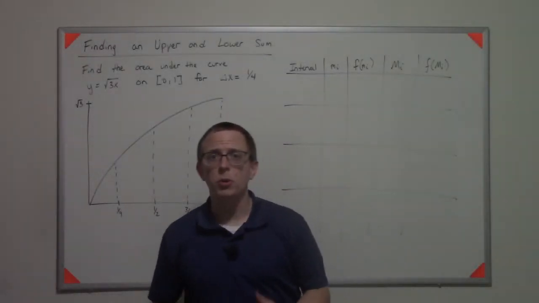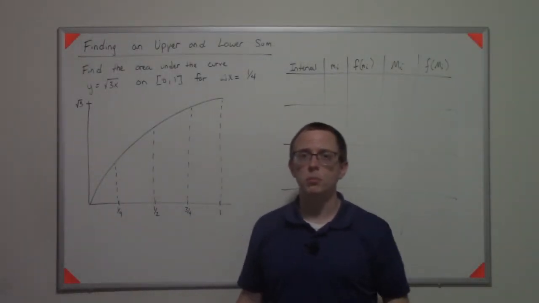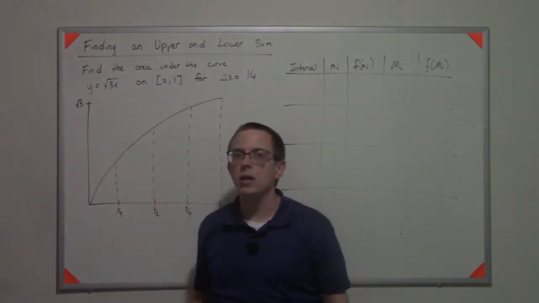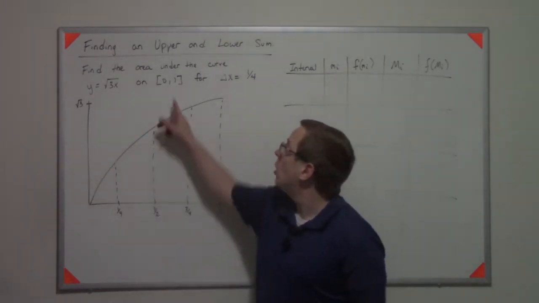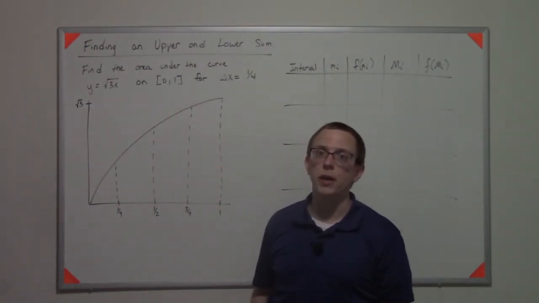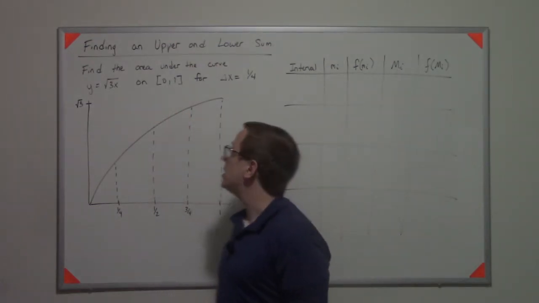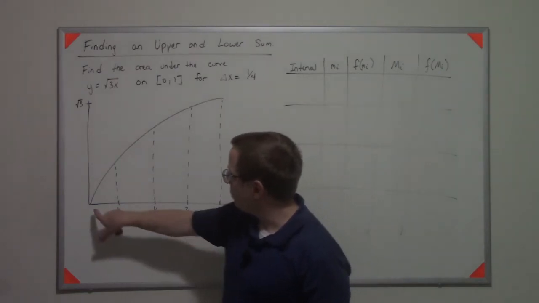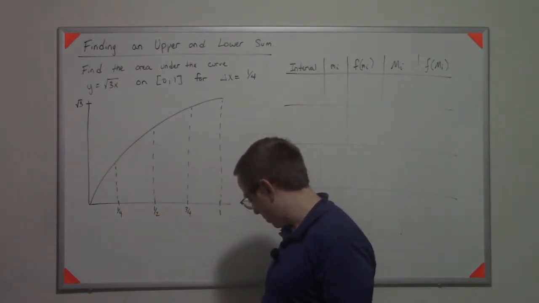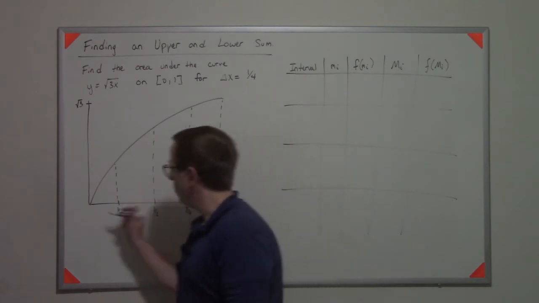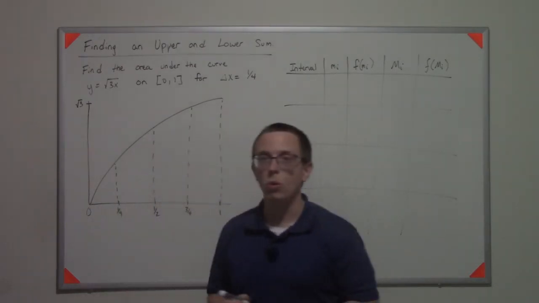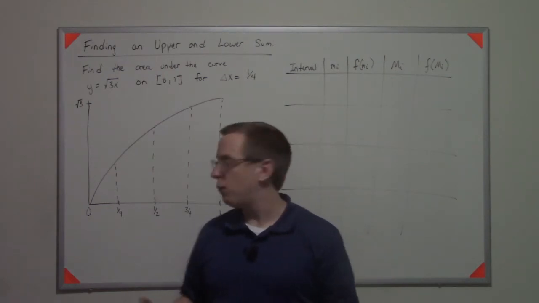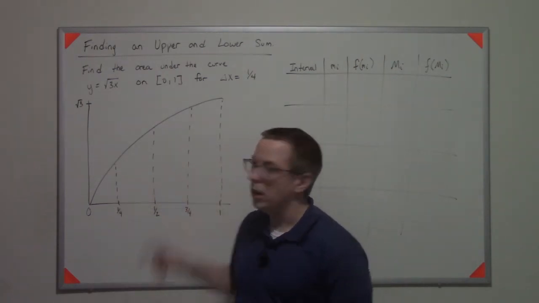In this problem, we're going to use the concept of upper and lower sums to estimate the area under the curve y equals the square root of 3x on the interval 0, 1. We're going to use equal spacing of delta x equals 1/4. So we've split this into 0, 1/4, 1/2, 3/4, and 1. So we have 4 intervals of interest.